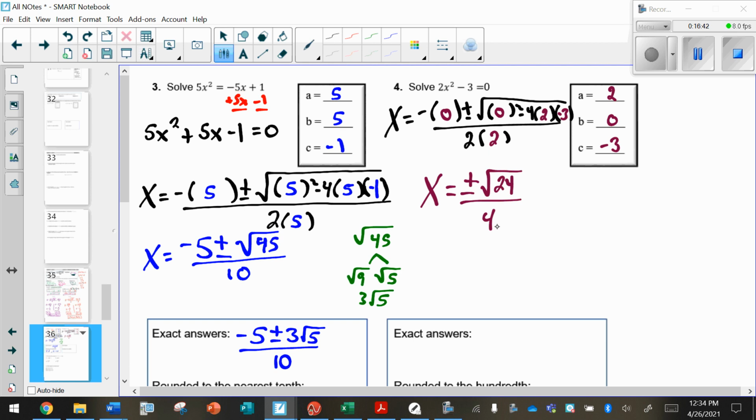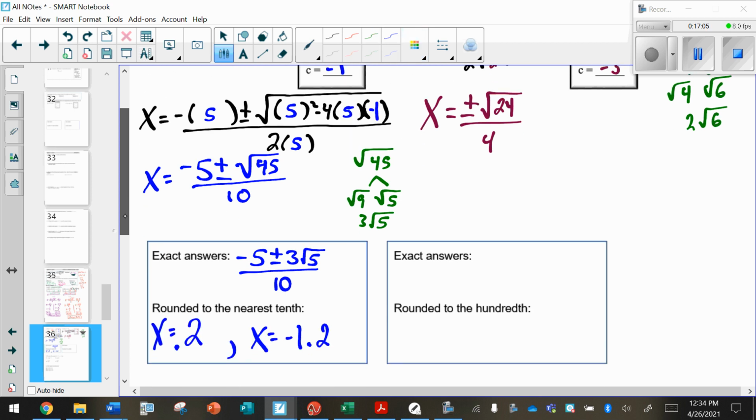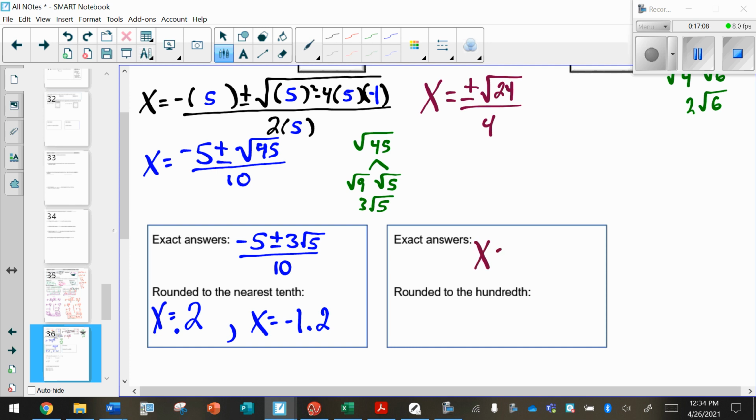Now we have to simplify the square root of 24. So let's see. What's the largest perfect square factor of the number 24? Well, 24 is 4 times 6. So it's 2 radical 6. That's our simplified version. So our final simplified answer, x equals plus or minus 2 radical 6 over 4.